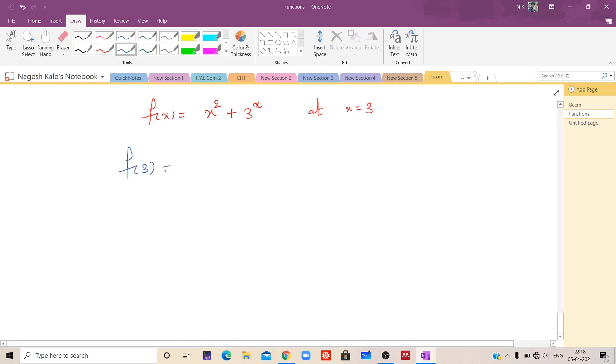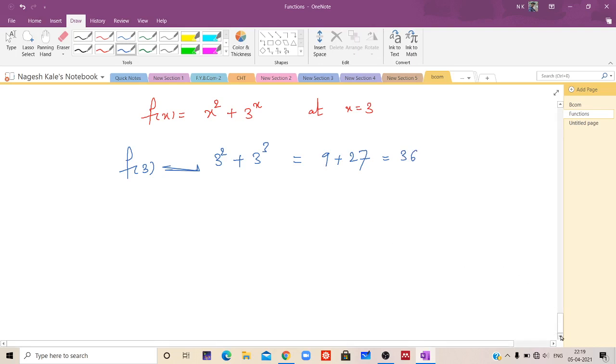So f of 3 will be equal to 3 square plus 3 raised to 3, because here it was x, so in place of x we put 3. So 3 square plus 3 raised to 3, because here it is x, so 3 raised to 3. The answer will be 9 plus, the cube of 3 is 27, so 9 plus 27 is 36. So the answer will be 36. In this way you can find the value of a function at a given point.